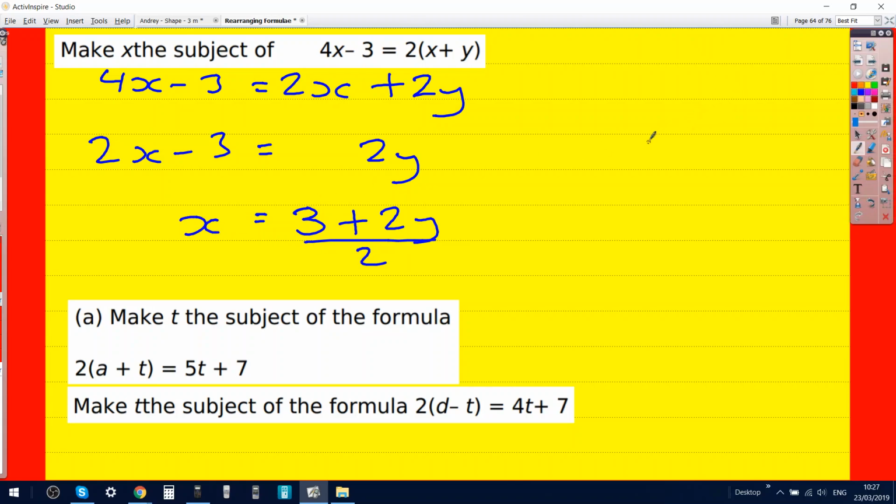Okay. Let me just see. This one's make t the subject, and there was another one in there. This one is make t the subject there. Okay.